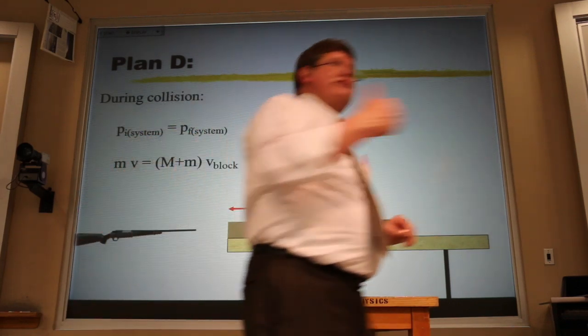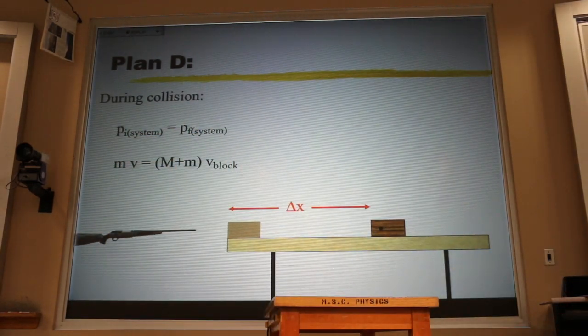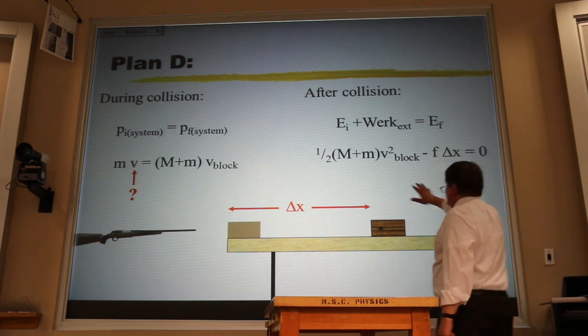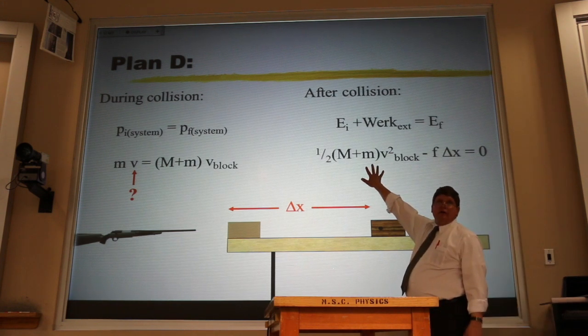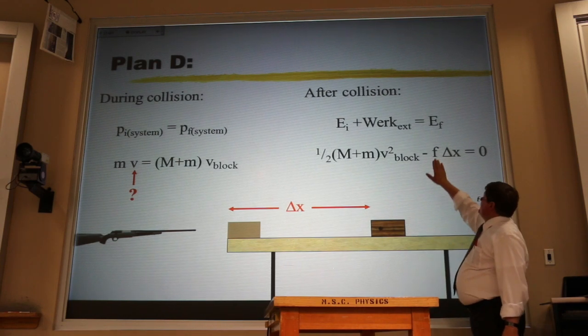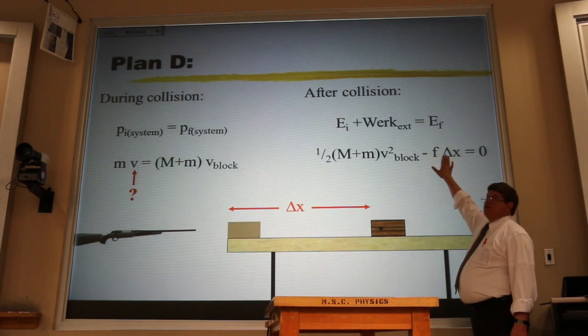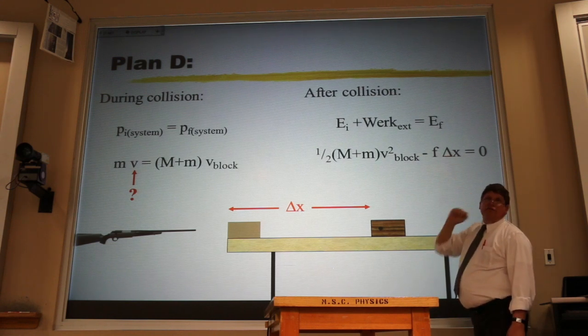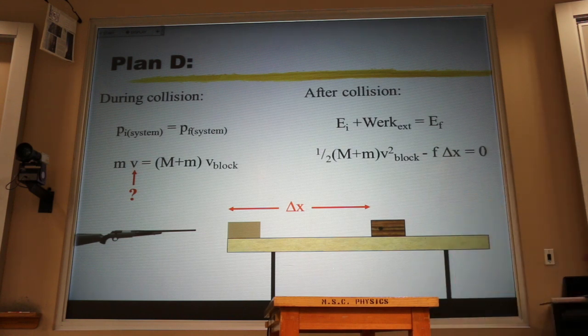Well, I measure how much work is done, and I let that work steal the energy. So I look at the kinetic energy that the block has with the bullet embedded in it right after the collision. And then I look as friction takes that energy and whittles it down to 0 over a distance of delta x. If I solve that for V block and then put it into the other equation, I can solve for the muzzle velocity.